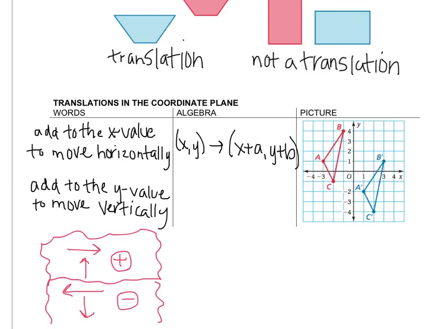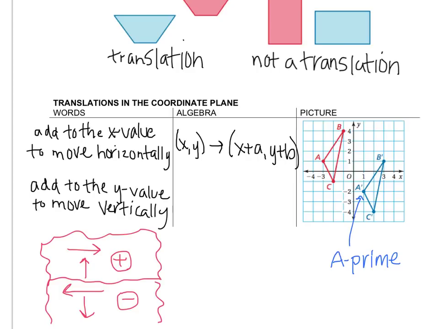Now let's talk about these little dash things over here. The way that you would read this point right here, you wouldn't read it as a dash, you would read it as a prime. And that's how you know, and then this would be b prime and c prime.